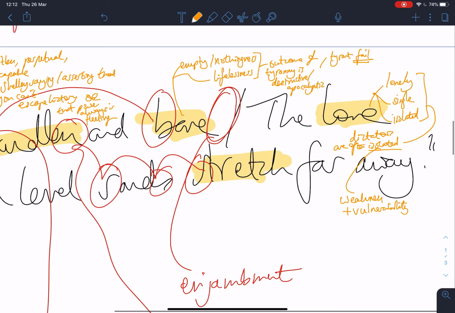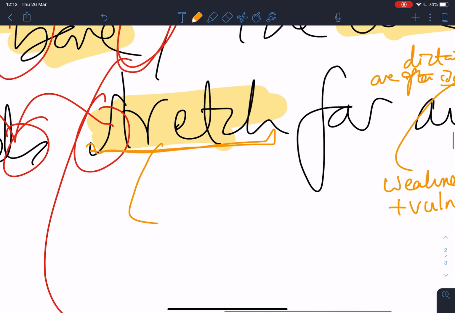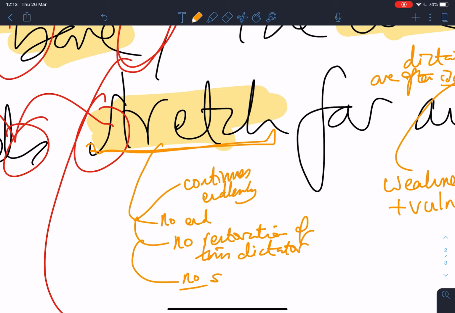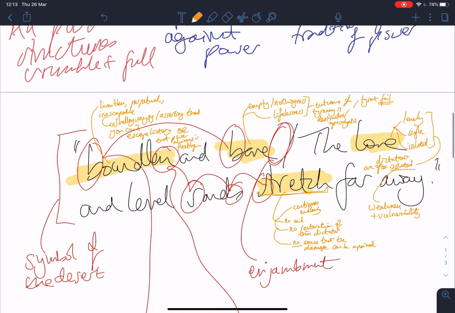And finally, this lexical choice, word choice, the word stretch. And I think that this desert continues endlessly. That there is no end, but also possibly there will be no restoration of this dictator. But equally and alternatively, that there is no sense that the damage can be repaired. So there's our lexical choices explored.